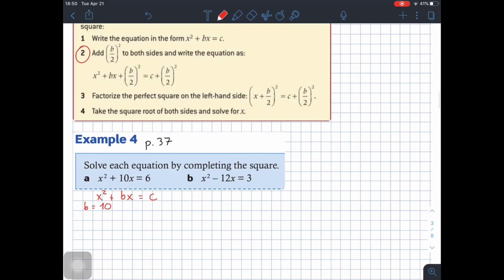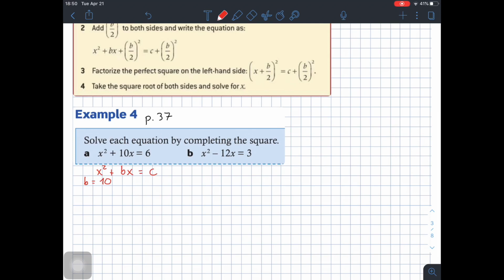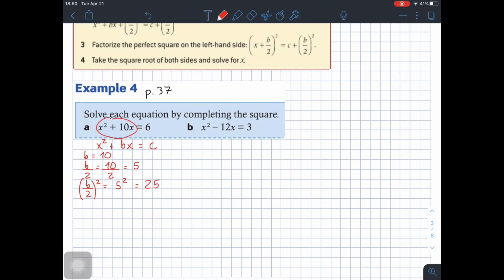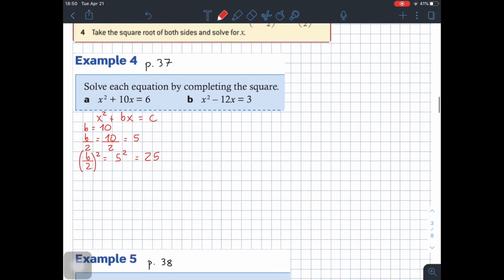Then for step number 2, it says add b over 2 squared. That is half of this value and then square that value. So b over 2 gives us 10 over 2, which is 5, right? So if we square this value, b over 2 squared is 5 squared, and we get 25. So in order to complete the square, we need to add a 25 in both sides of the equation to maintain the equation, right?